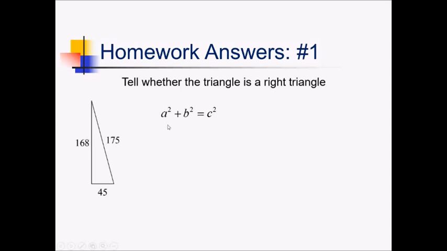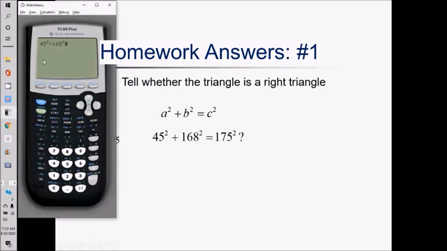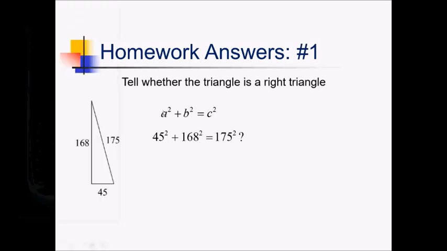So I'm going to write here 45 squared plus 168 squared, and I want to know if that equals 175 squared. So I'll put a little question mark. Now I just have to evaluate each side and see if they match up. And for that, I will use the calculator. So let me first evaluate 45 squared plus 168 squared. That comes out to 30,249. Now let me see if 175 squared comes out to that.